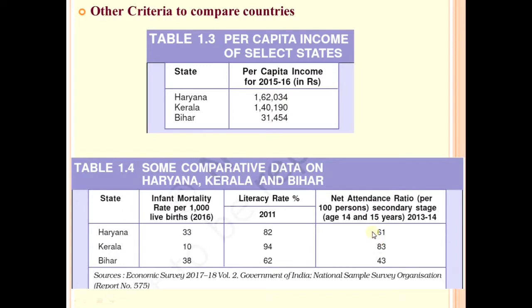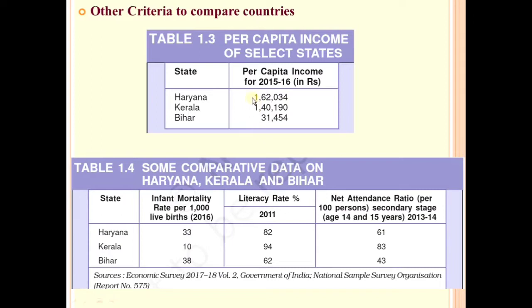So in Haryana we can say that there are many dropouts, and hence many students are not able to continue their studies after 8th or 9th class, and hence Kerala is better in all these three criteria, and hence we can say that Kerala is more developed than Haryana.